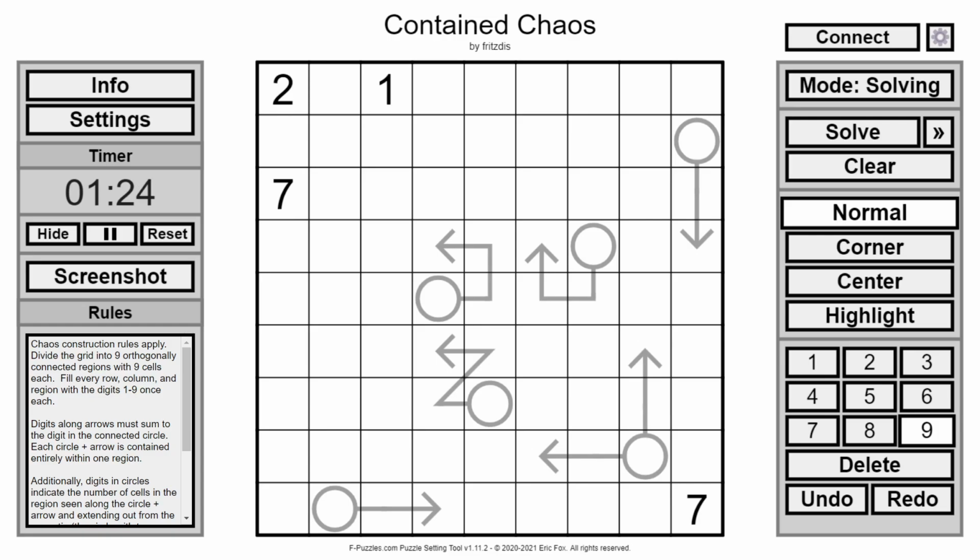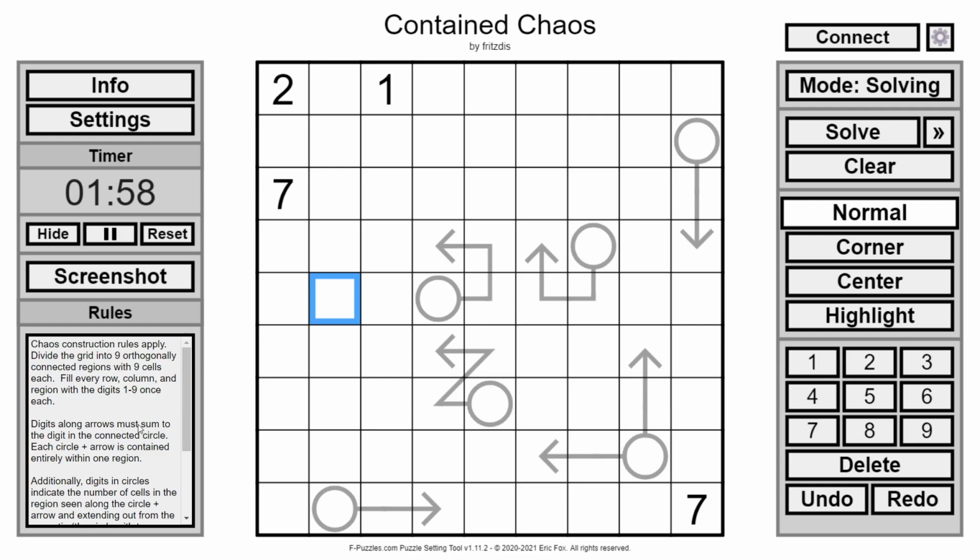This is a chaos construction puzzle, so at first there's no regions, and we're going to have to build our own regions. And the regions must be connected, so we couldn't have part of a region here and part of a region here, and have this be the same region. It has to be just one set of 9 cells all connected together. And then in each row, column, and region that we make, digits 1 through 9 must be placed exactly once each.